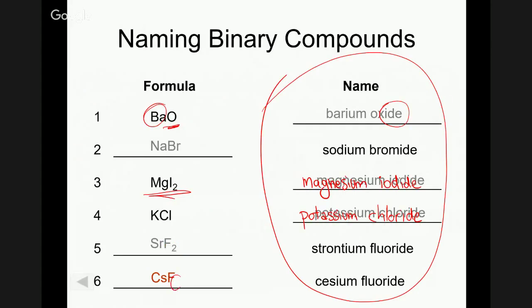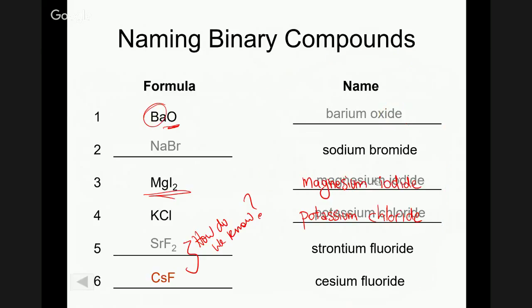So that brings us to the next thing, which is, how do we know how many of each ion is needed to make an ionic compound? How is it that I can know that strontium fluoride is going to take two fluorines for every one strontium, but that cesium fluoride will just take one? So let's walk through it, shall we?